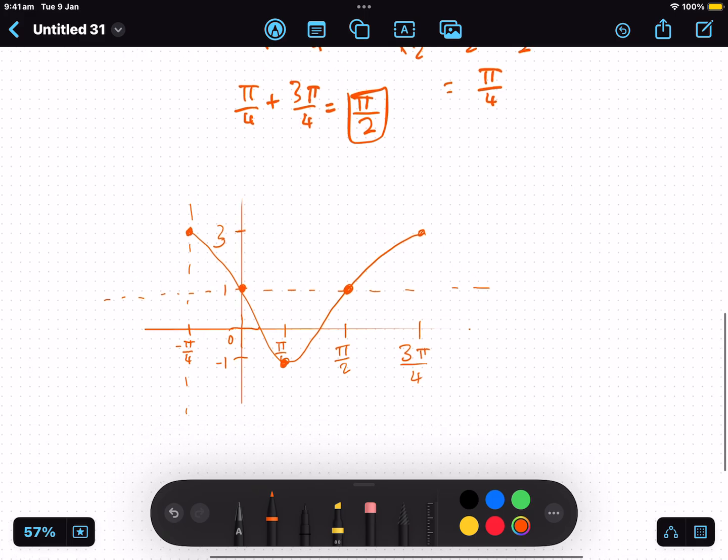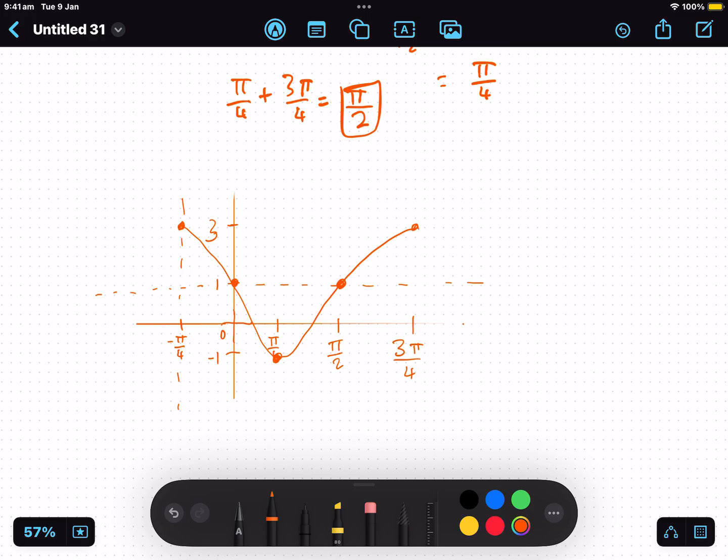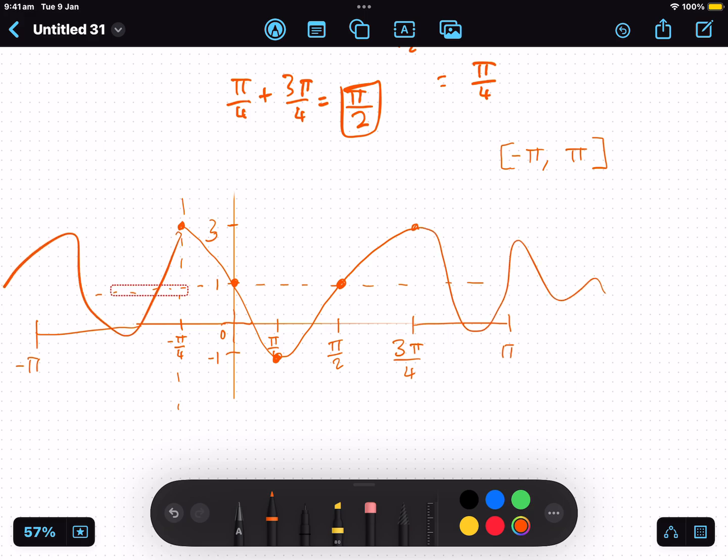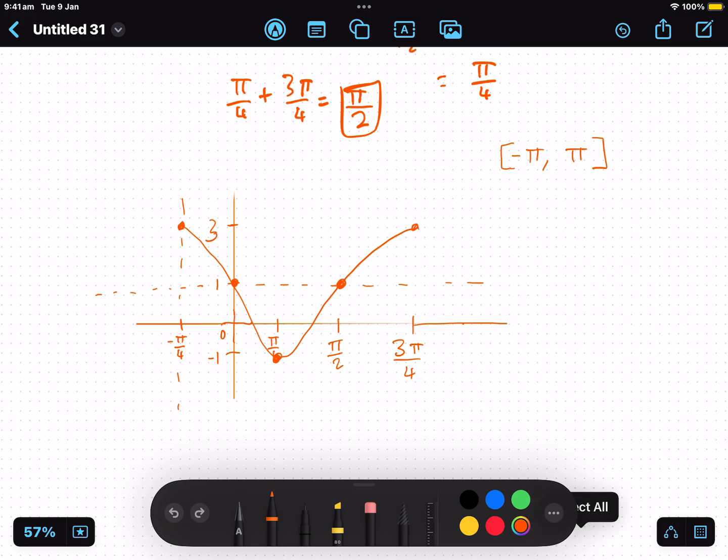And obviously you need to take in consideration on your exam or test. It might say, let's say the domain was negative pi to pi. So we'll have to extend this graph until negative pi to pi, or whatever it is, and you keep making your graph, right? But so far this is one period of the graph. So this is the graph plotted.